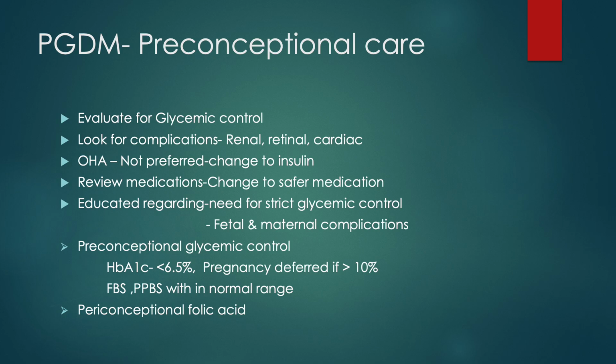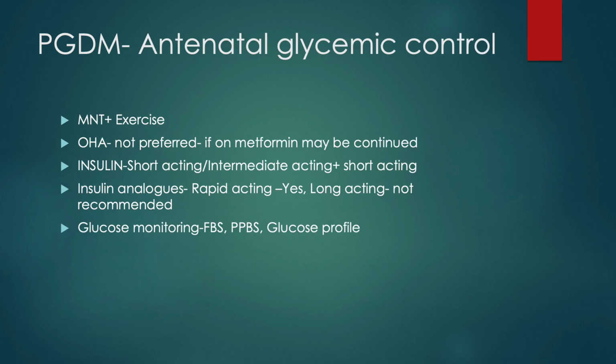Regarding antenatal glycemic control, the majority of them may need insulin for control. They can be tried on medical nutrition therapy and exercise. In addition, there will be a need for a hypoglycemic agent. An oral hypoglycemic agent is not preferred, but if they are already on metformin, that may be continued.